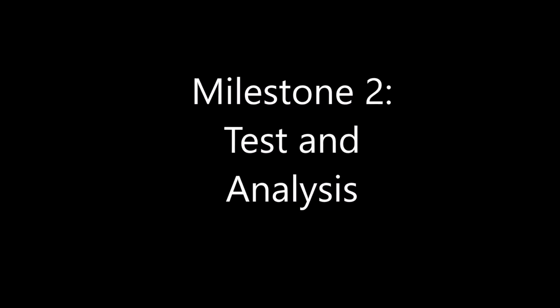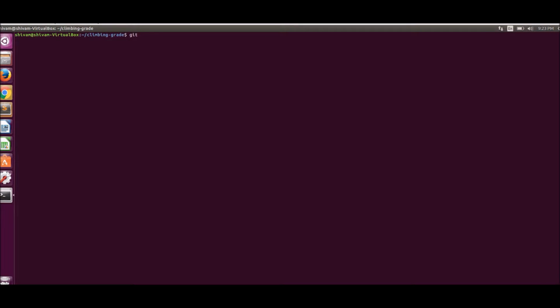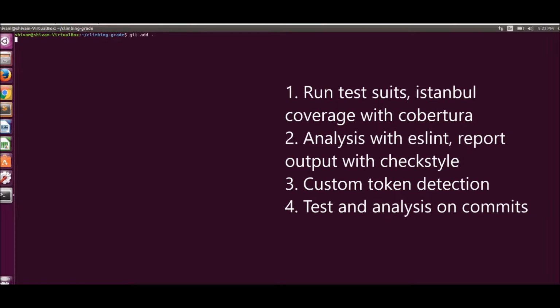Milestone 2 was the test and analysis phase of the pipeline. So the Node project we chose already had a test suite, and we ran those tests and measured the coverage with Istanbul, and we also used the Cobertura plugin for Jenkins to report that here. And we did analysis with the ESLint framework, and that was reported using a plugin of Jenkins. And you can see the screenshot here and how we can see it on the right side. We also did token detection for AWS and DigitalOcean, as well as long method detection for the analysis.